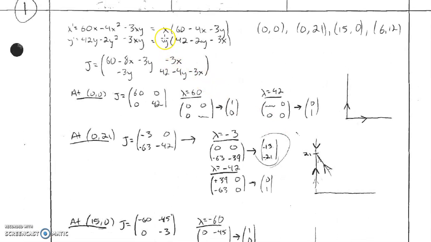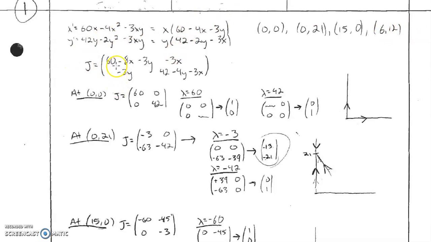So first thing I did was factor this thing. 0, 0 is clearly a critical point. And then 0 here makes a 0 there, which makes y 21. 0 here makes a 0 there, which makes x 15. And then setting the innards equal to 0 and solving that system, however you want to do it, REF, whatever, you get 6, 12.